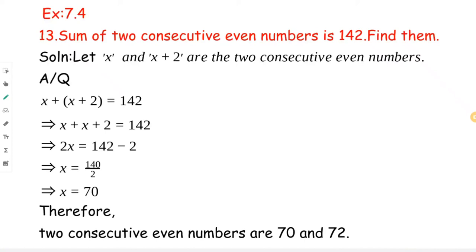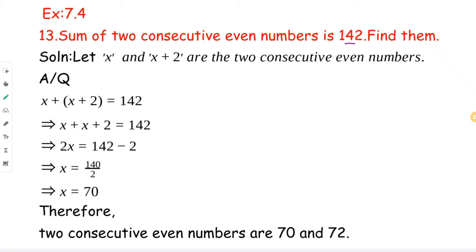We continue with 7.4. Question number 13. Sum of two consecutive even numbers is 142. So you might remember that the last question was there, right? Sum of two consecutive numbers. It was not even, all right? So it is 142. So how do you find this?